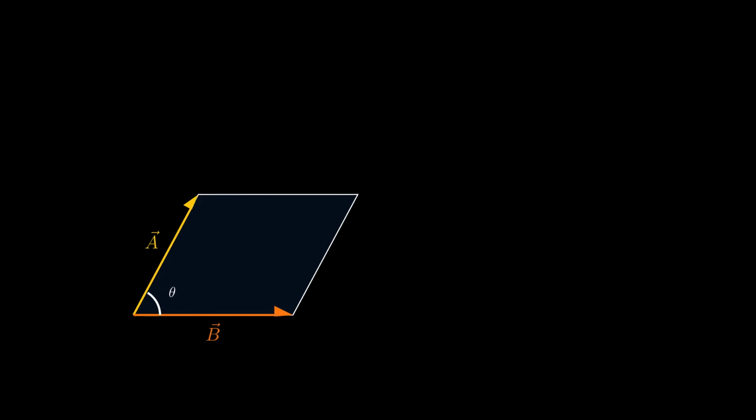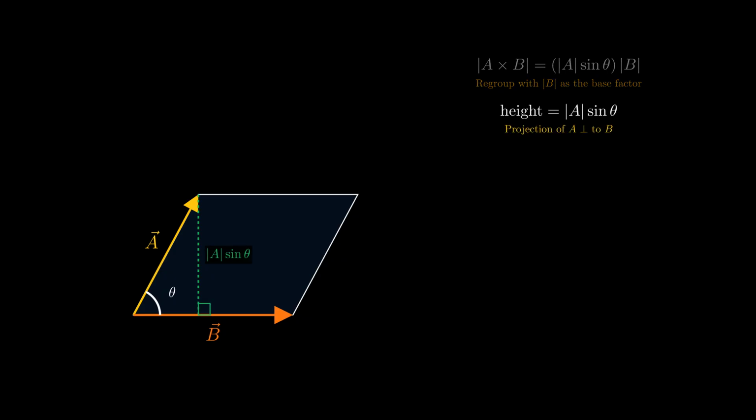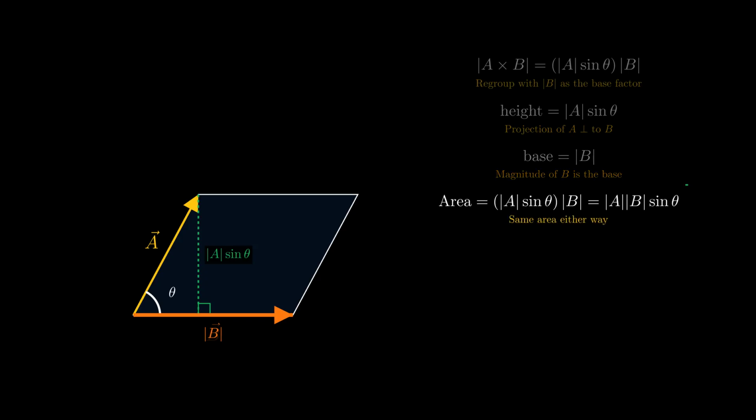The grouping works the other way too. Write the magnitude of the cross product as the quantity magnitude of A times sin theta, all times the magnitude of B. Now the term magnitude of A times sin theta is the projection of A in the direction perpendicular to B. That projection becomes the height, and the magnitude of B becomes the base. It's the same parallelogram with the same area. Either vector can serve as the base, and the magnitude of the cross product doesn't change.